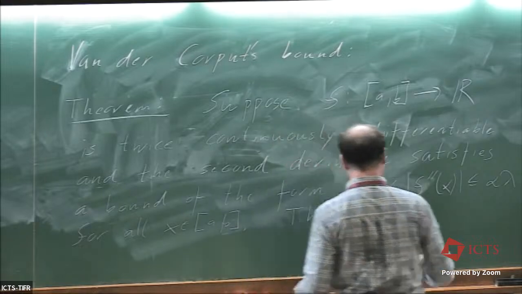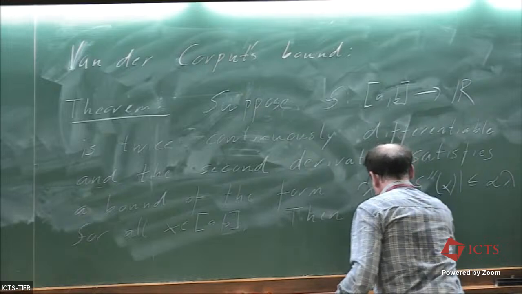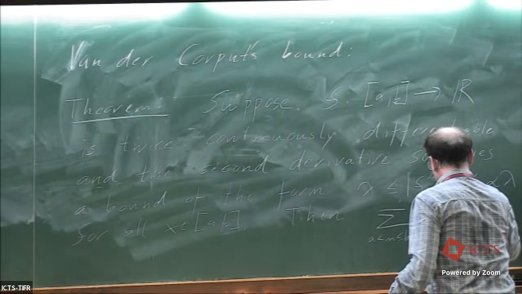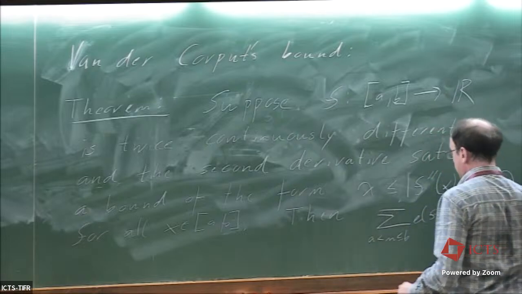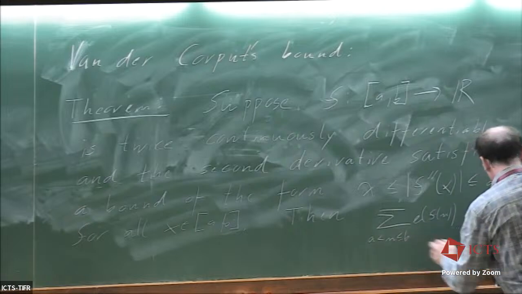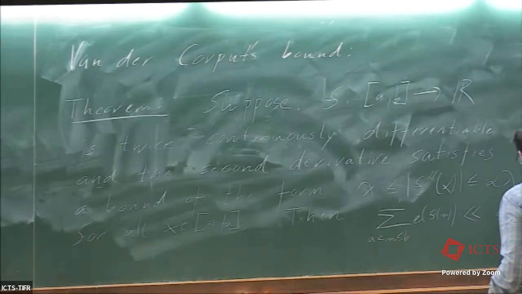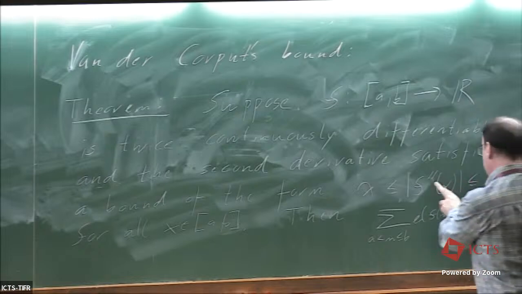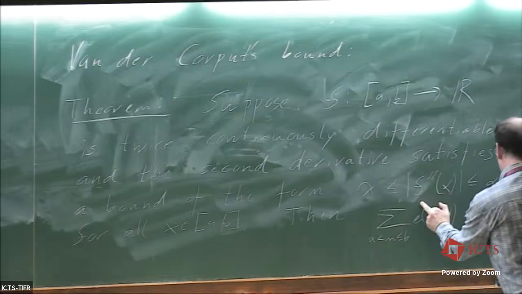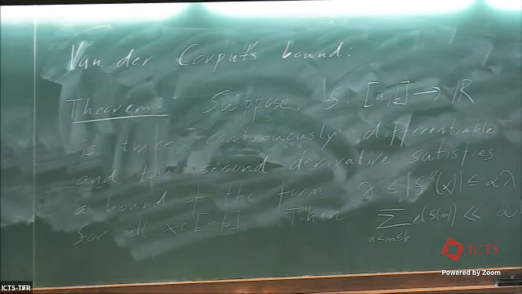Then the sum over a less than n less or equal b of e(f(n)) is bounded by alpha, the length of the interval, b minus a, times lambda to the 1/2, plus lambda to the minus 1/2.